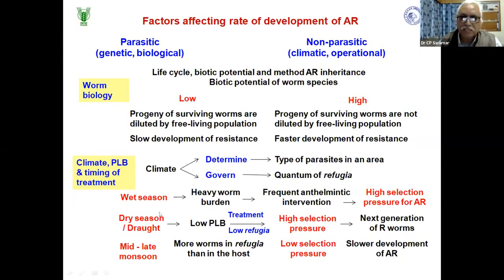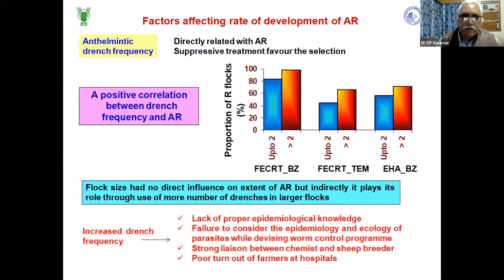So during wet seasons, we should give the anthelmintic intervention during mid-monsoon only, to maintain the refugia population on pasture. Then in dry or drought seasons, when there is low pasture burden, avoid anthelmintic treatment to reduce the selection pressure. If you give treatment during climatic extremes, then the next generations will be resistant ones. Then some operational factors: the anthelmintic drenching frequency has a direct relation with anthelmintic resistance.